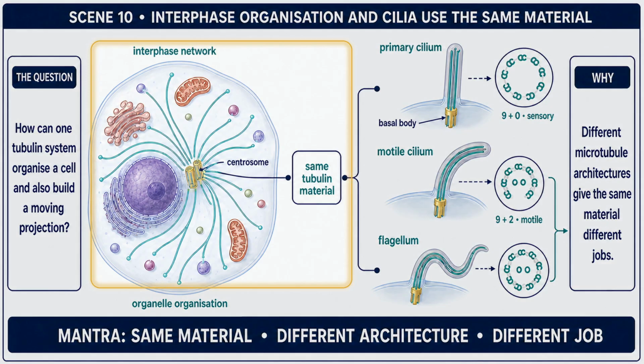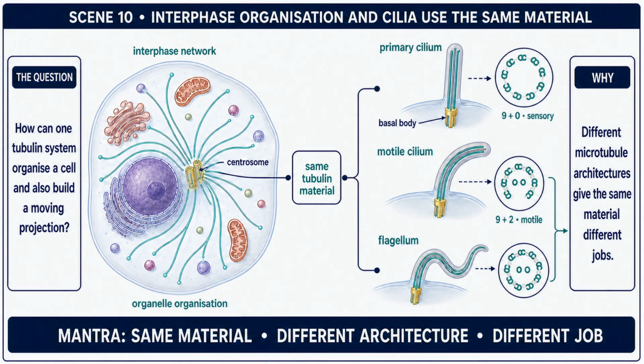The same tubulin material can be arranged into structures with very different jobs. During interphase, a radial microtubule network positions the Golgi apparatus, mitochondria, vesicles, and other organelles within the cytoplasm. At the cell's surface, microtubules can be organized into a cilium. A typical primary cilium grows from a basal body and usually contains 9 outer microtubule doublets without a central pair, the classic 9+0 pattern. It is generally a sensory projection rather than a beating one.